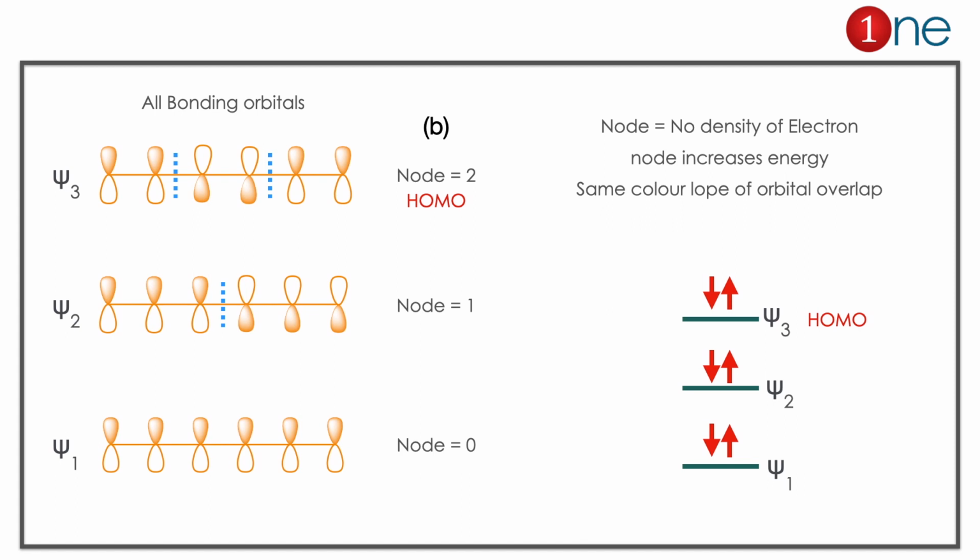Here the concept you have to learn is node. Node means no density of electron. A node increases the energy state.